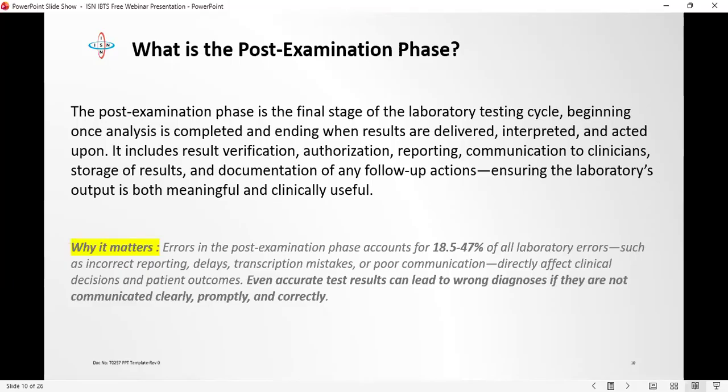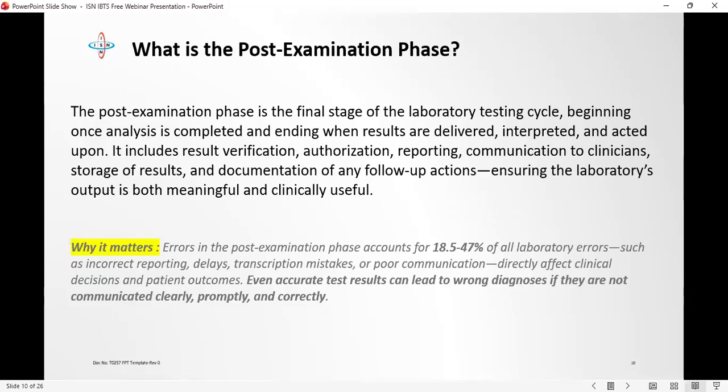So why does this matter? Error in this post-examination phase accounts for 18.5 to 47% of all laboratory errors, such as incorrect reporting, delay, transcription mistakes, or poor communication, which would directly affect clinical decision and patient outcome. Even accurate test results can lead to wrong diagnosis if they are not communicated clearly, promptly, and correctly.